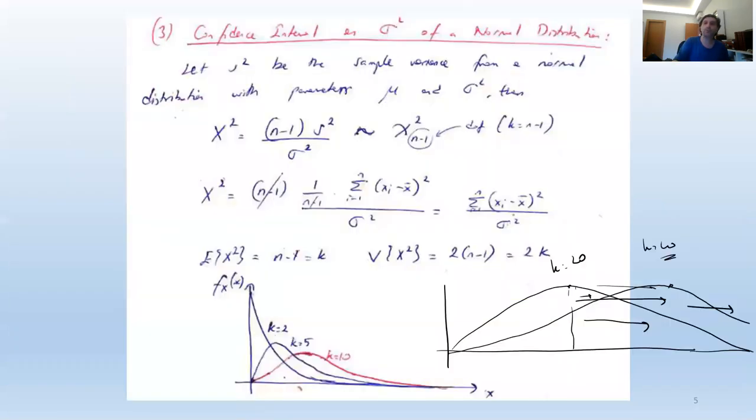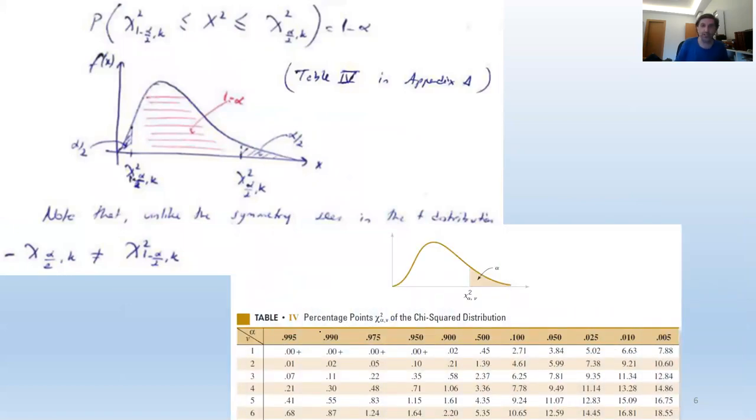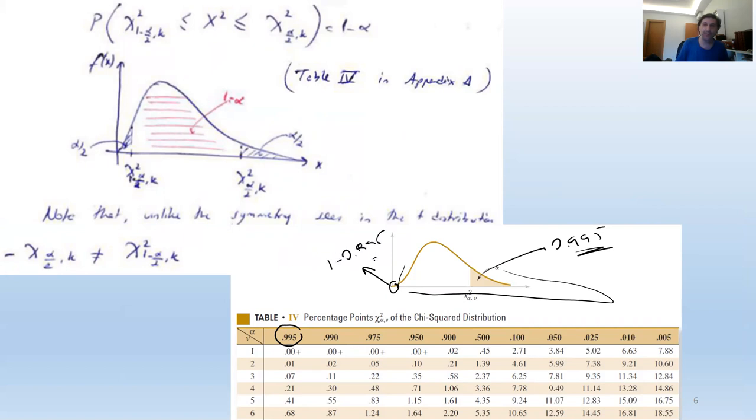When it comes to the chi-square distribution, on the other hand, we are going to start from 0.995. However, this actually corresponds to this point here. This area is going to be 0.995. Actually, the left-hand side probability is going to be 1 minus 0.995, which is going to be 0.005.